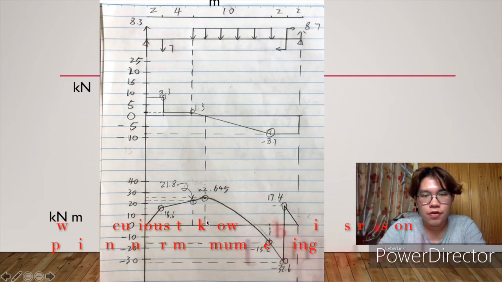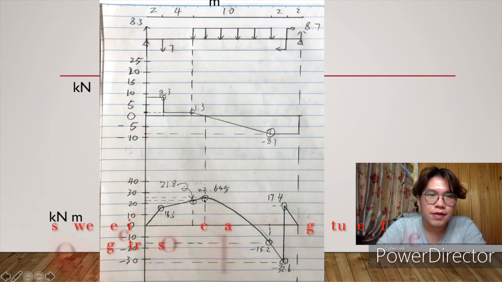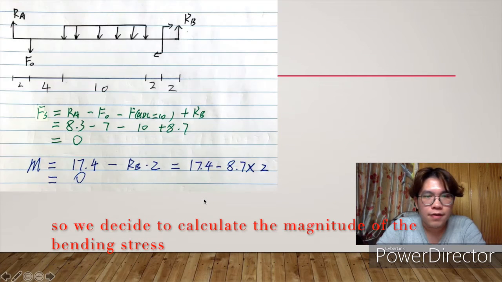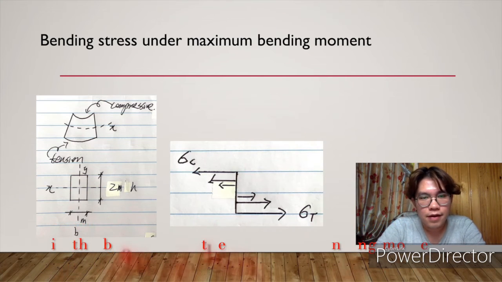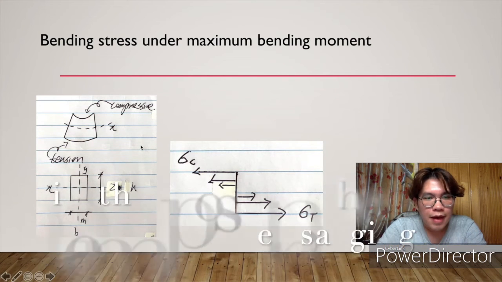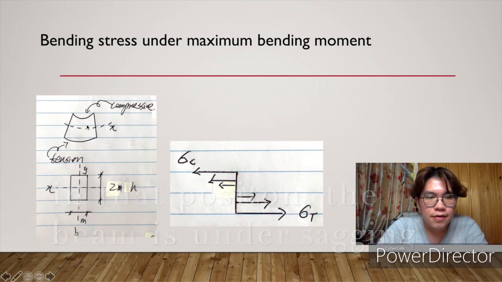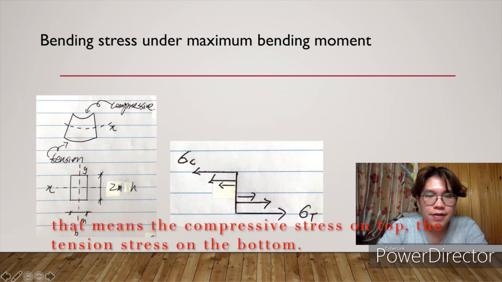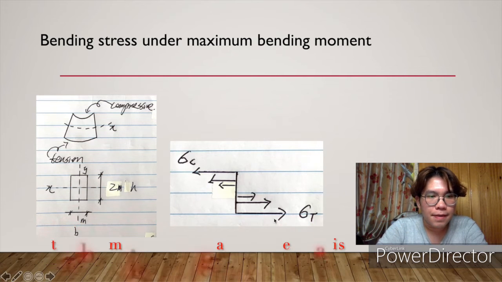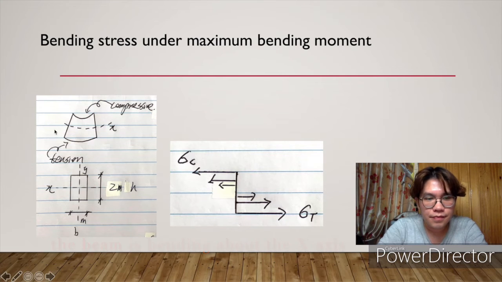We are curious to know what is the bending stress on the beam under the maximum bending moment. So we decide to calculate the magnitude of the bending stress in the beam under the maximum bending moment. In that position, the beam is under sagging. That means there is a compressive force on top and there's tension force on the bottom, and the beam is also bending above the x-axis.